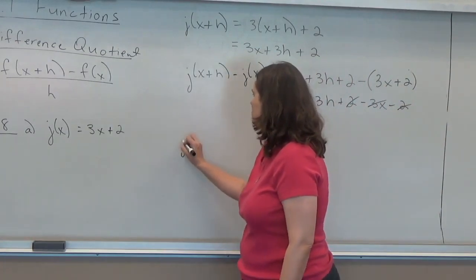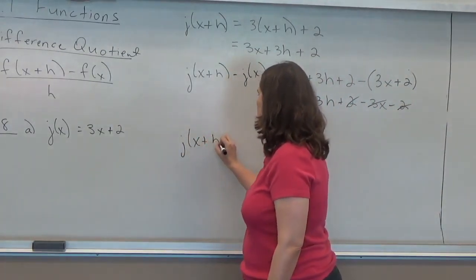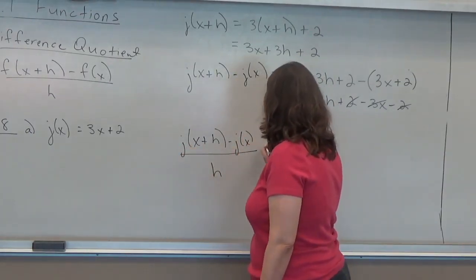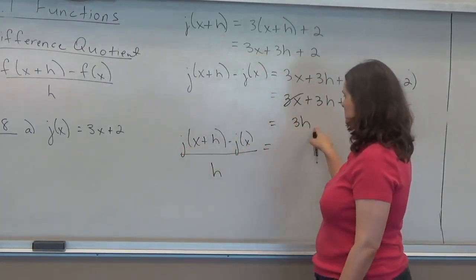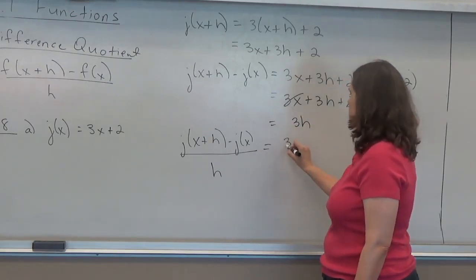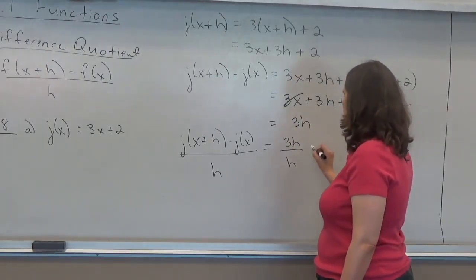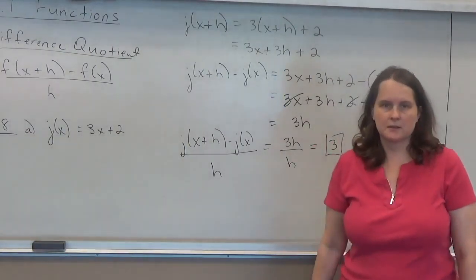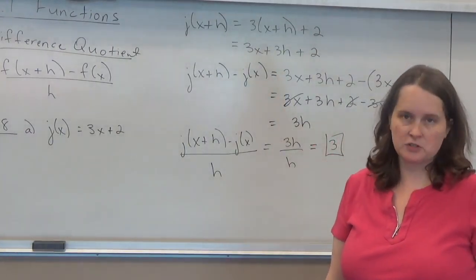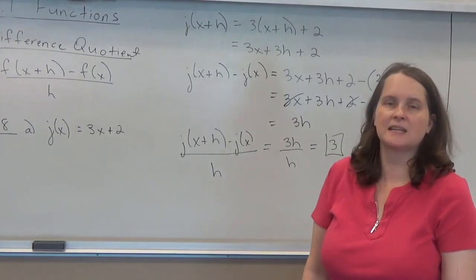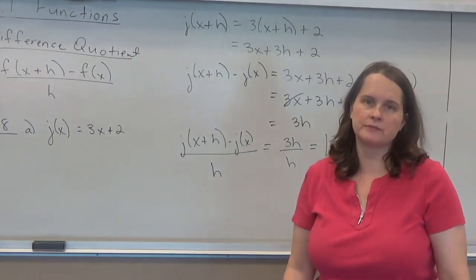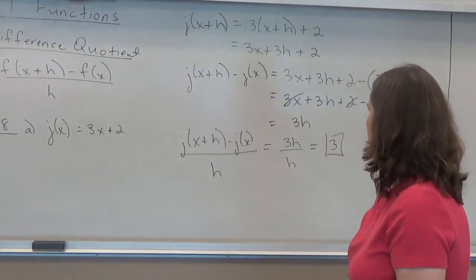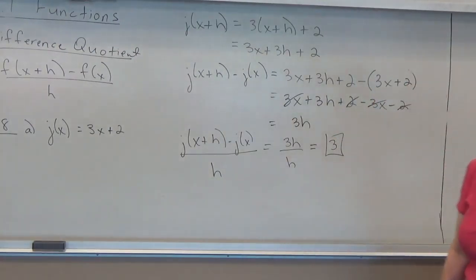So now we can say that we've got j of x plus h minus j of x all over h equals, this is the numerator, 3h, divided by h, the h's cancel, and all that work gives us 3. That's one thing that you might find frustrating about these problems, is you have to do all these steps and you turn out with a little answer sometimes of just a single number. Sometimes, not every time. Okay? Let's look at part B.